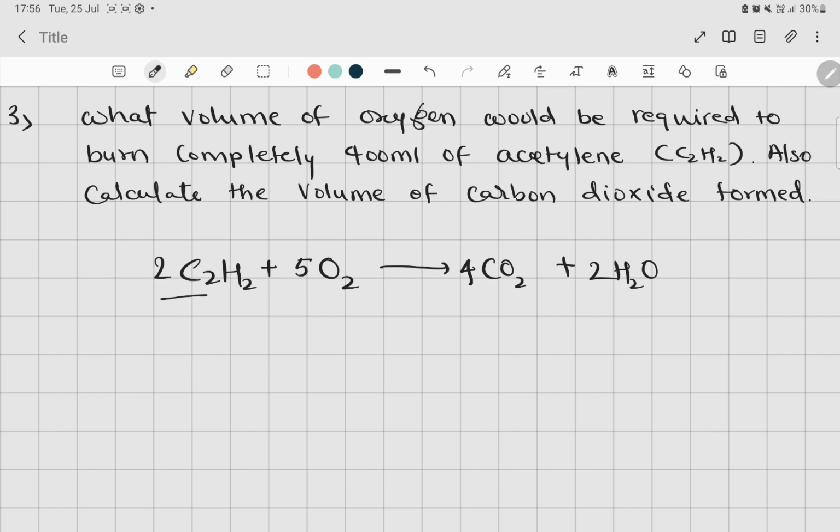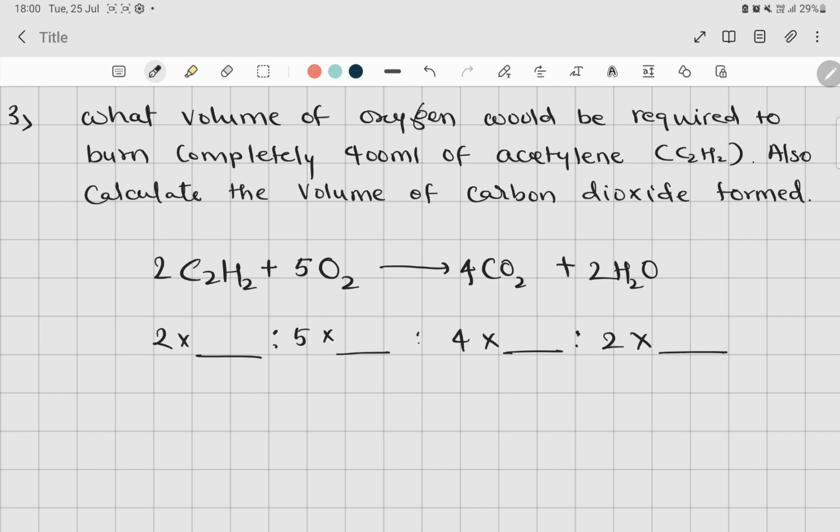We have 4 carbons on each side, 4 hydrogens on each side, and 10 oxygens: 4 times 2 is 8, and 2 more, 8 plus 2 is 10. So the reaction is balanced. Now the important thing is to multiply: 2 into dash, then 5 into dash, then 4 into dash, and 2 into dash. Now we just have to fill the blanks.